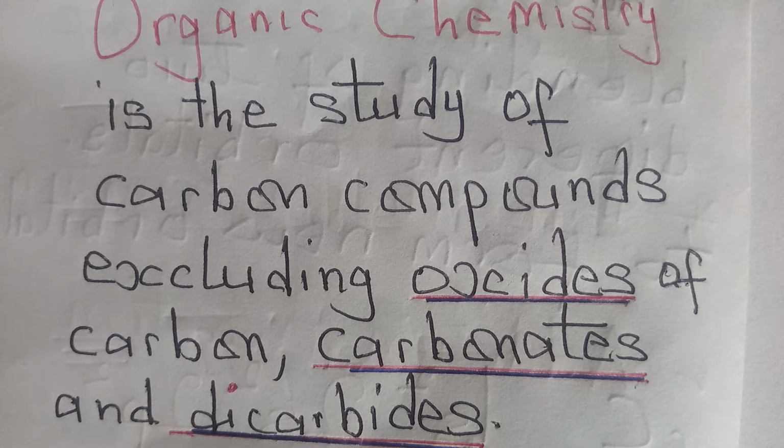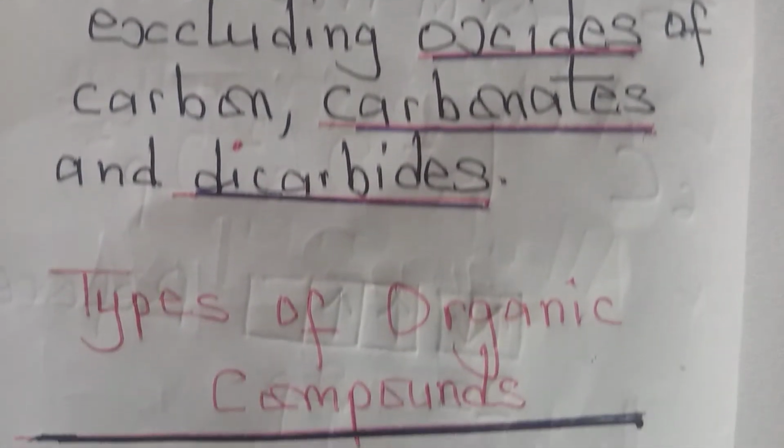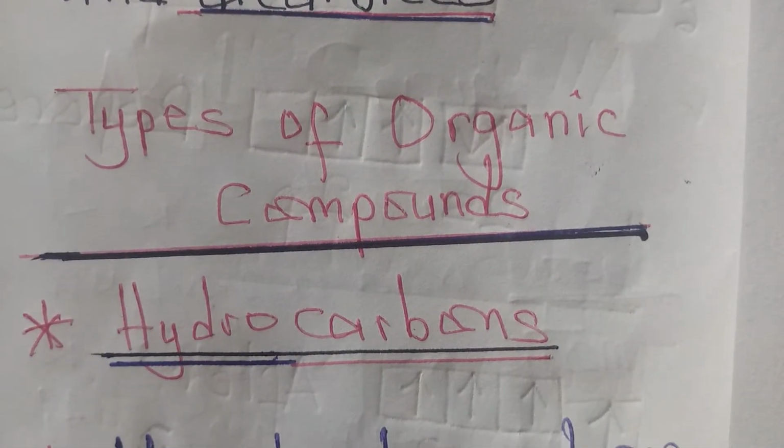organic in nature. Take for instance, carbon(IV) oxide is a carbon compound, but it is not organic. Calcium trioxocarbonate(IV) is a carbon compound. Again, it is not organic. Now, when you remove oxides of carbon, trioxocarbonate(IV) and dicarbide from carbon compounds, the remaining world of carbon compounds are organic in nature. So therefore, organic chemistry is the study of carbon compounds, excluding oxides of carbon, carbonates, and dicarbides.